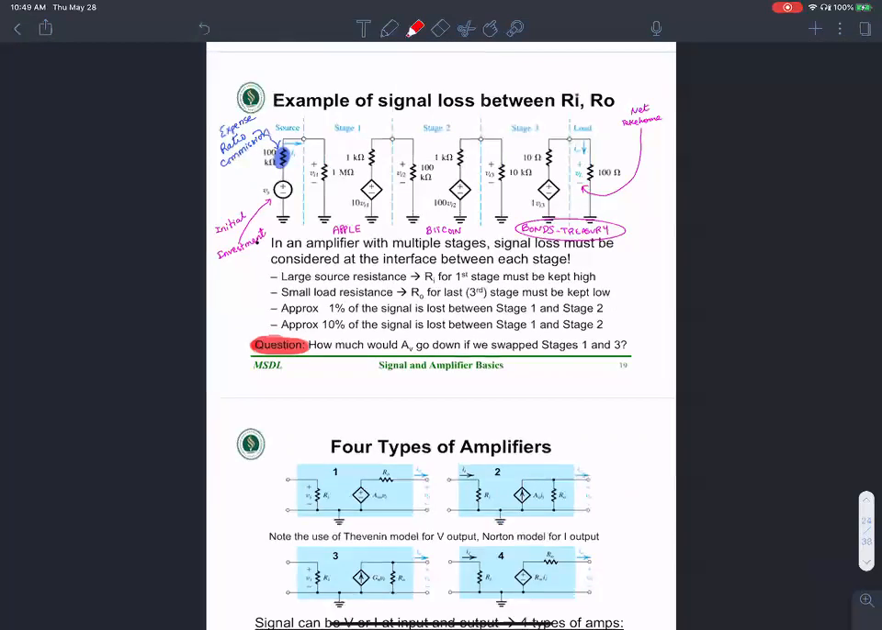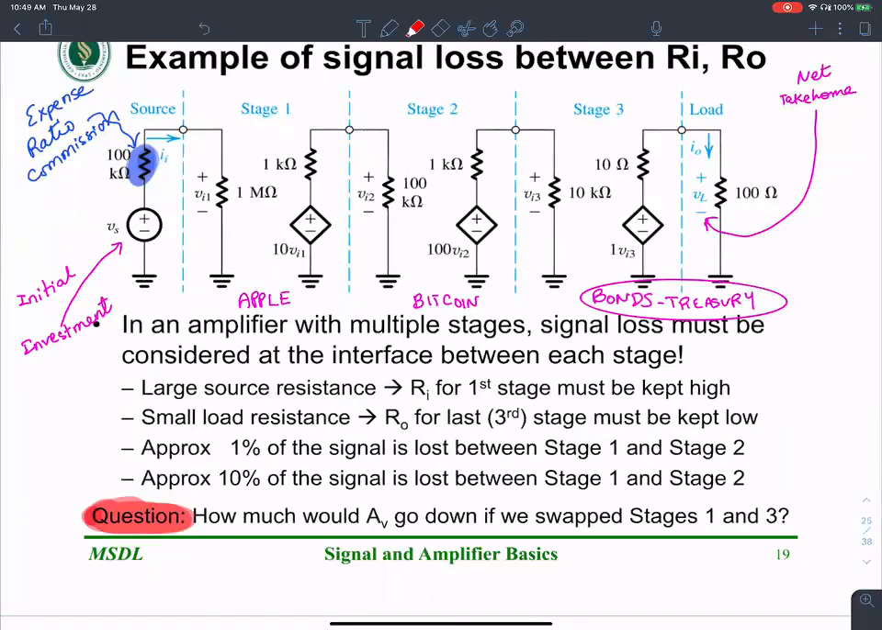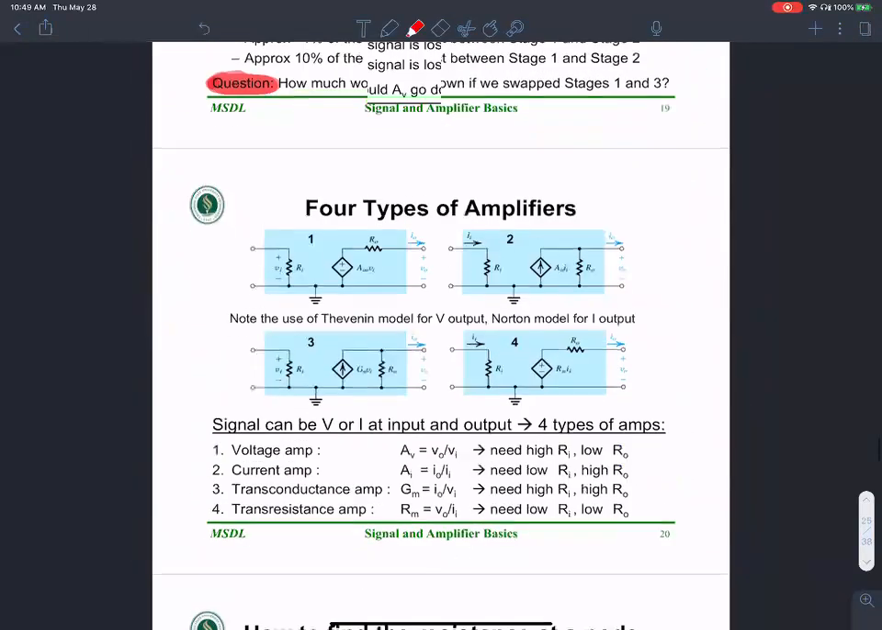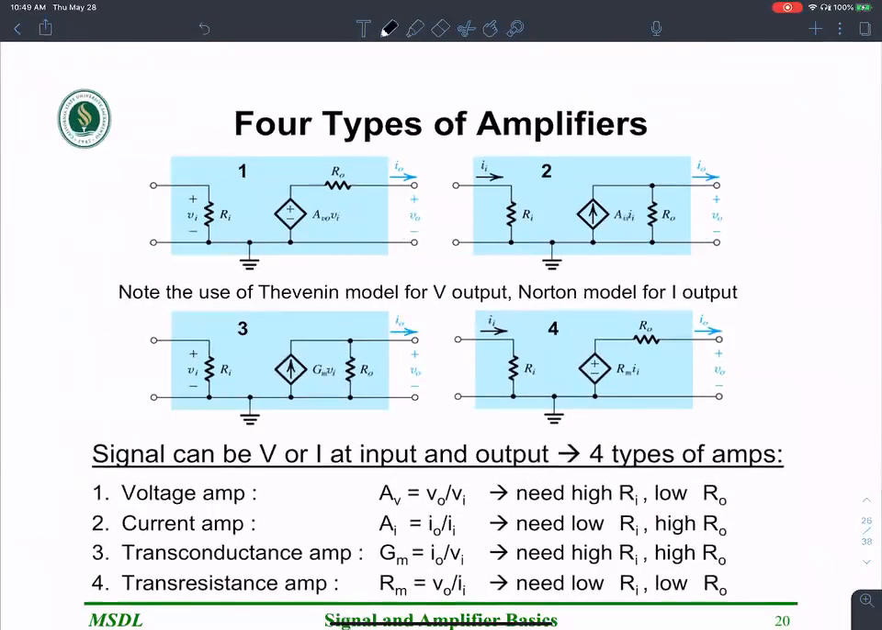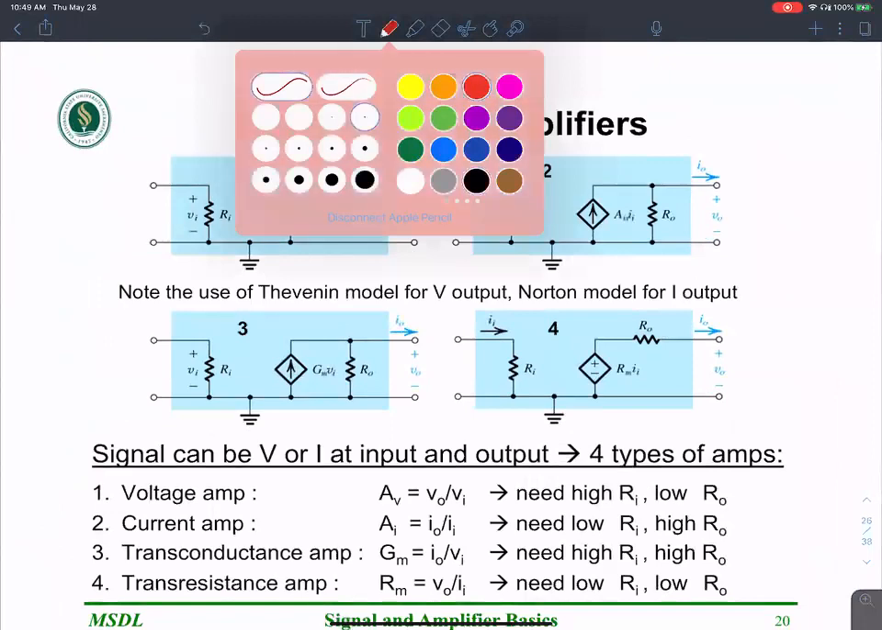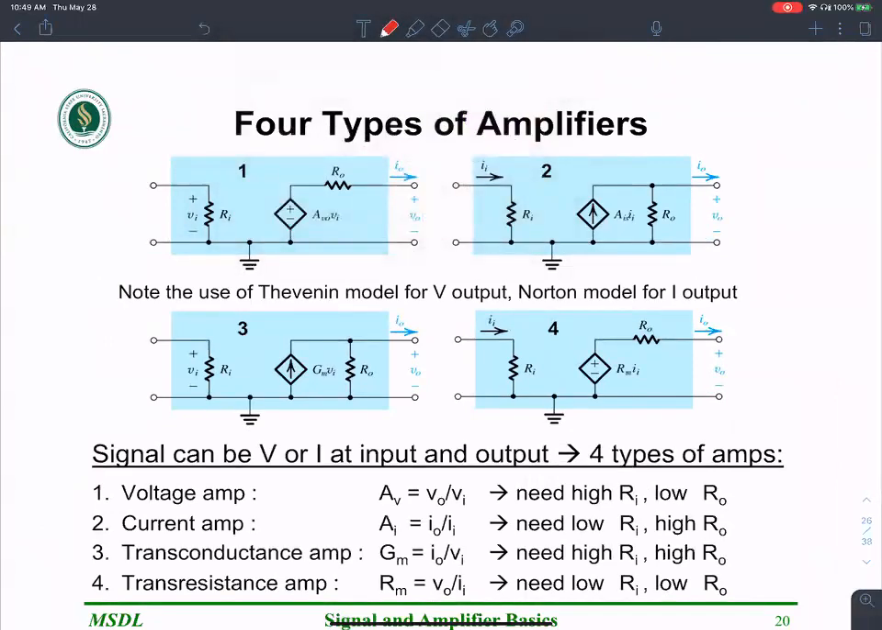I just did one mental experiment, right? What if I completely eliminated stage three and directly connected the load resistance RL to the stage two output? It's a disaster, okay? It's a penny-wise, pound-foolish disaster, because of mismatch between resistances. Okay. Now let's look at different kinds of amplifiers.